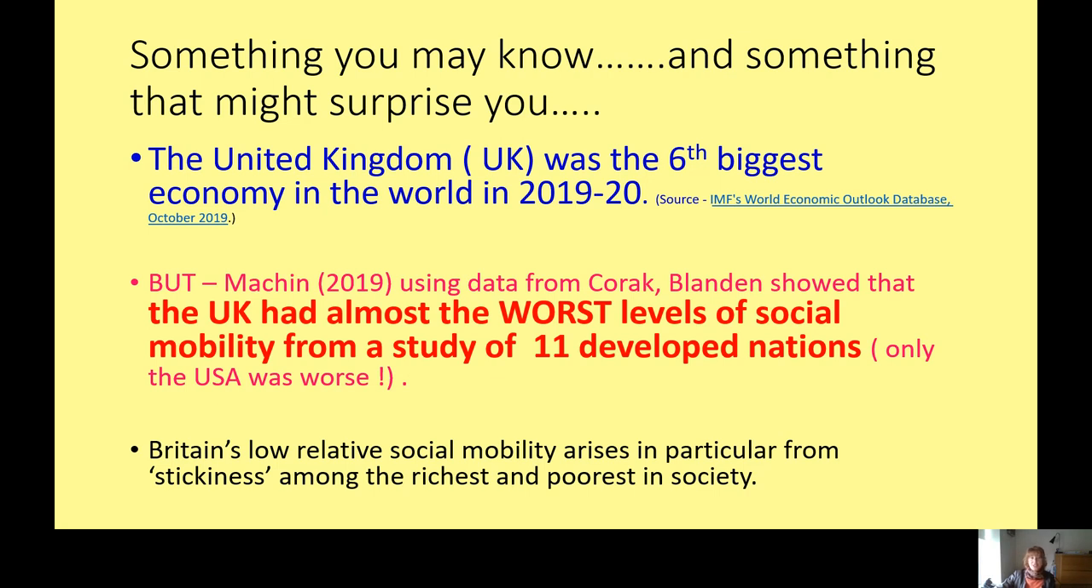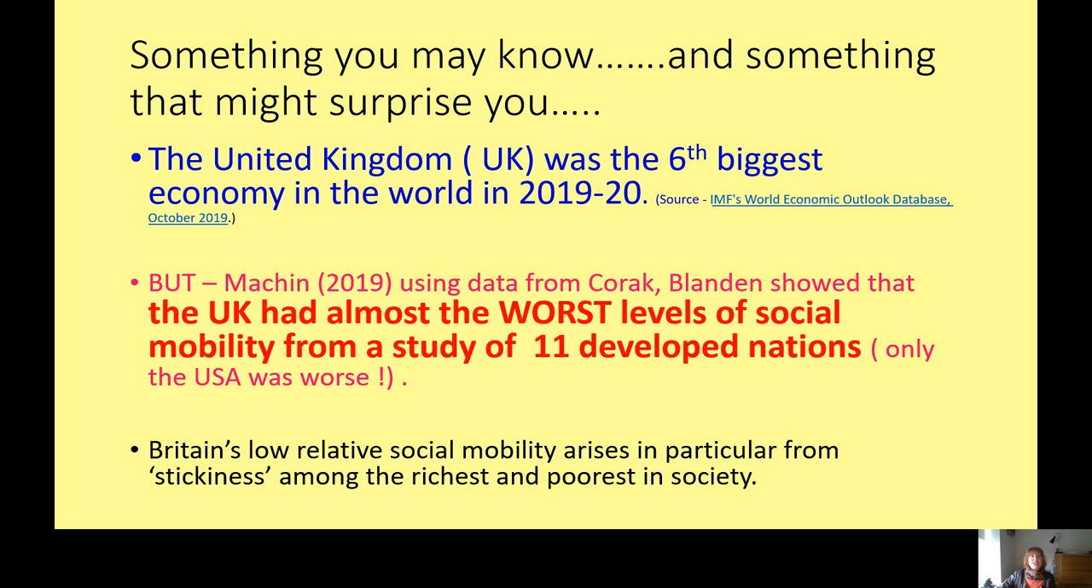However, you might find this surprising. Steve Machin looked at some data produced by a Canadian economist a few years ago, and those figures were updated by Blandon. And he pointed out how that research demonstrated that the UK had almost the worst level of social mobility out of a study of 11 developed nations. Only the United States had worse levels of social mobility than us in the United Kingdom. And Major and Machin concluded that Britain's low social mobility arises in particular from something that they called stickiness between the richest and the poorest members of society.